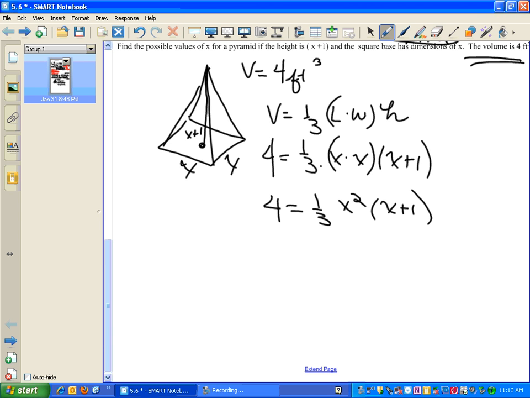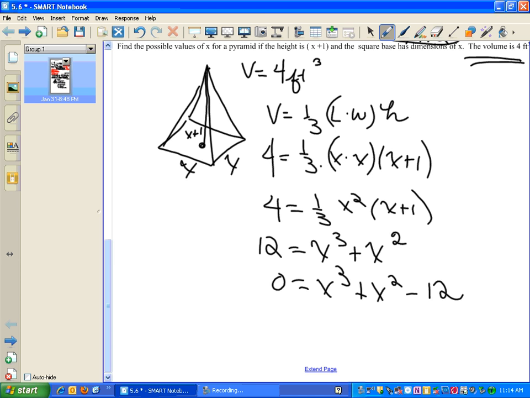You have a couple of options here. You can choose to deal with fractions, or you can choose not to. So how do we choose not to deal with 1/3 on the right side? We do what, Athena? That gives me a nice, pretty number of 12 equals x cubed plus x squared, which means 0 equals x cubed plus x squared minus 12.